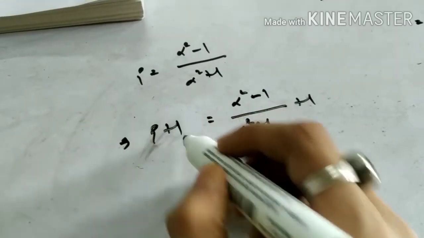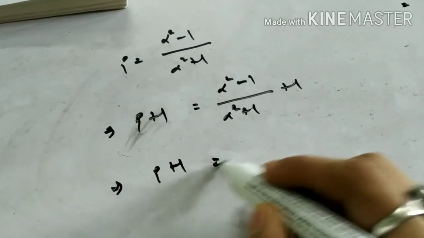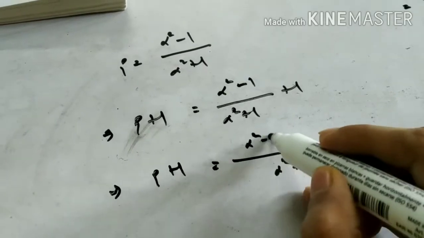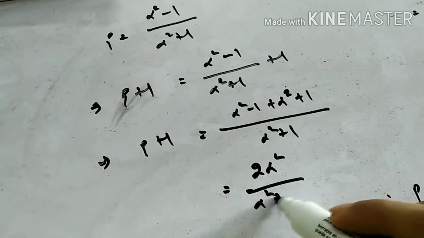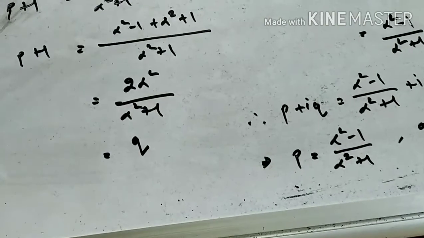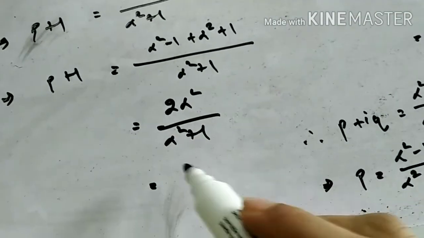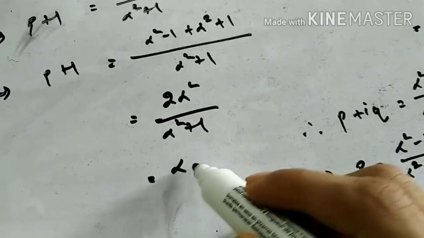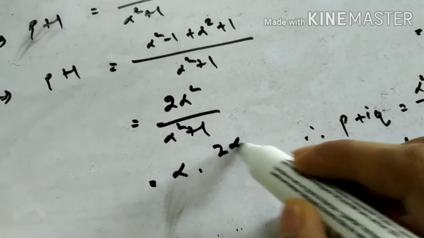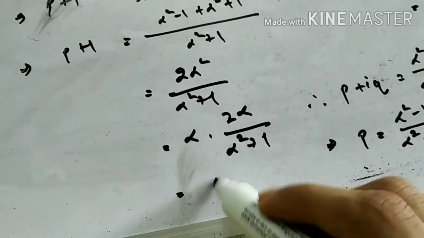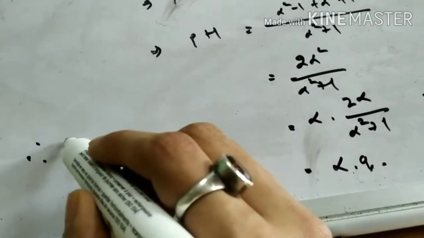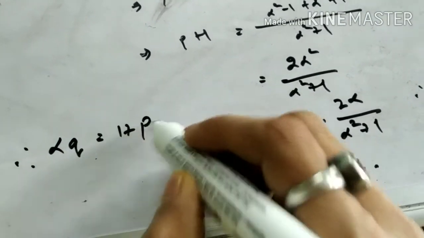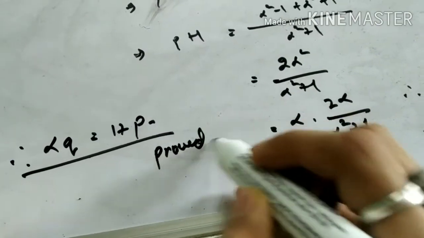Both side 1 I will add it. So p plus 1 is equals to alpha square plus 1 minus 1 plus alpha square plus 1 is equals to 2 alpha square by alpha square plus 1, which is equals to q, which is equals to, this I can write it as alpha into 2 alpha by alpha square plus 1, so alpha into q. So therefore I can say that alpha q is equals to 1 plus p. This is our proved. Understand?